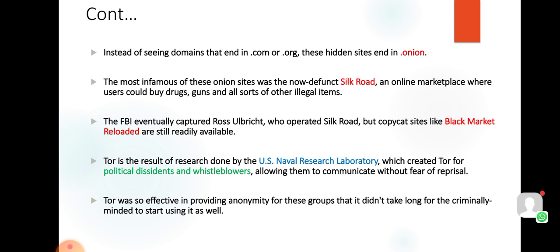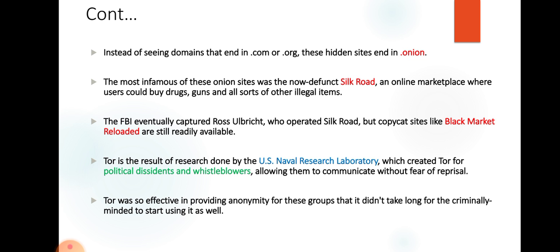TOR is the result of research done by the US Naval Research Laboratory, which created TOR for political dissidents and whistleblowers, allowing them to communicate without fear of reprisal.